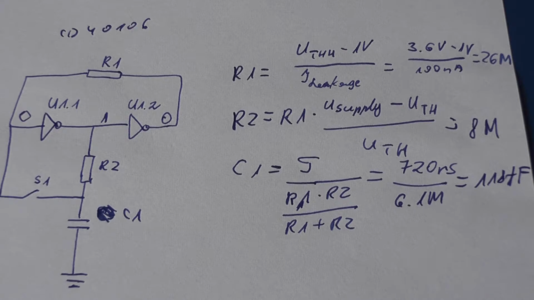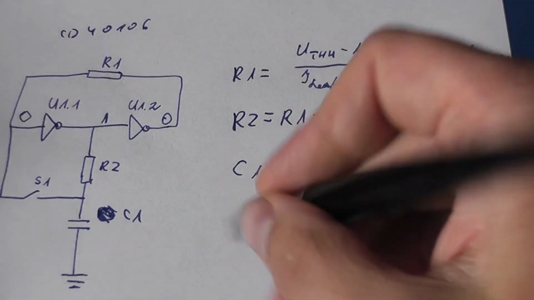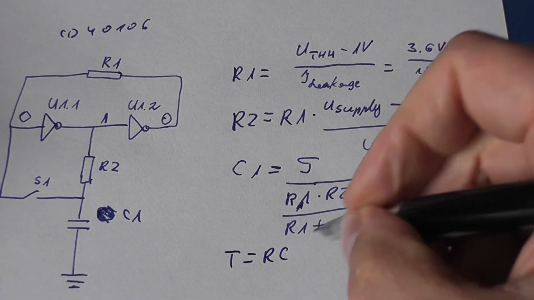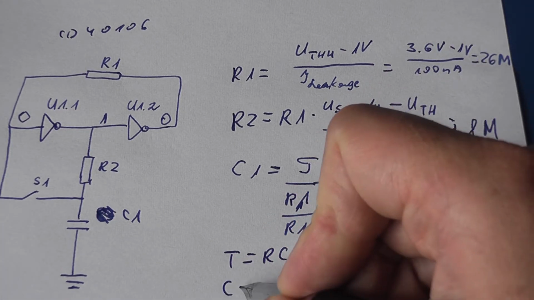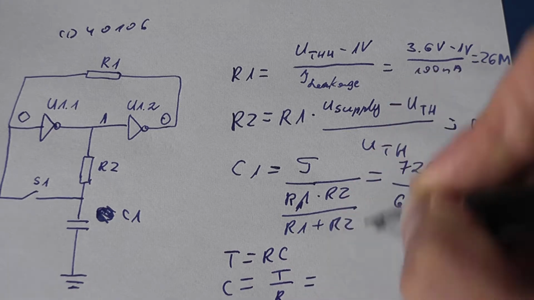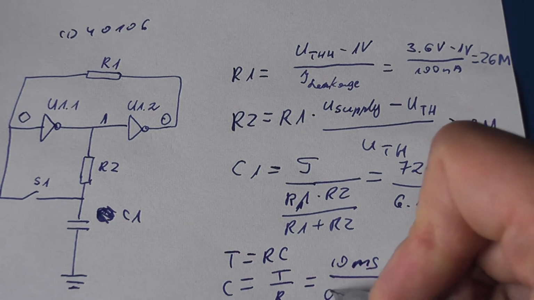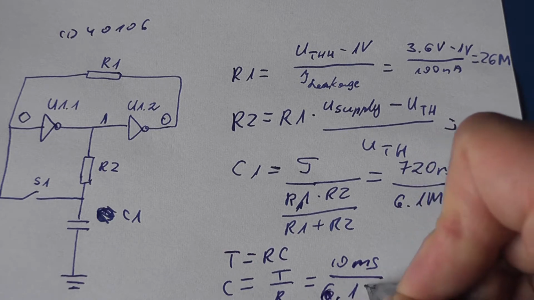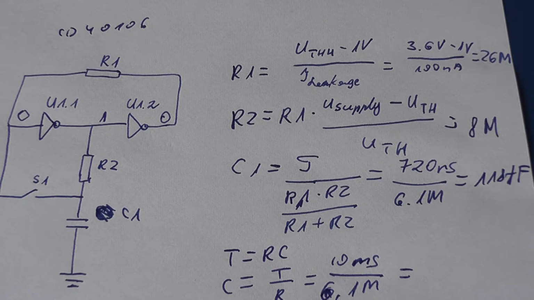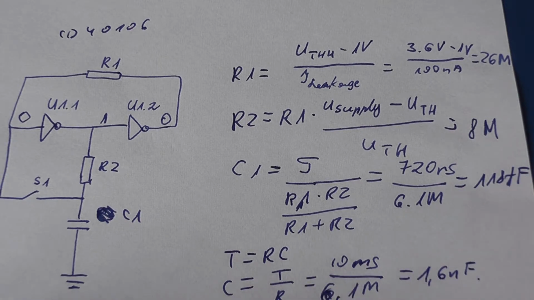We must not forget that we also have to debounce S1. So let's size C1 so it would have an RC of around 10 milliseconds. So C is equal to period divided by resistance. 10 milliseconds divided by 6.1 mega ohm gives us a value of roughly 1.6 nanofarad. We can round it up to 1 nanofarad, it is a more common value, so you probably have it in your junk box.